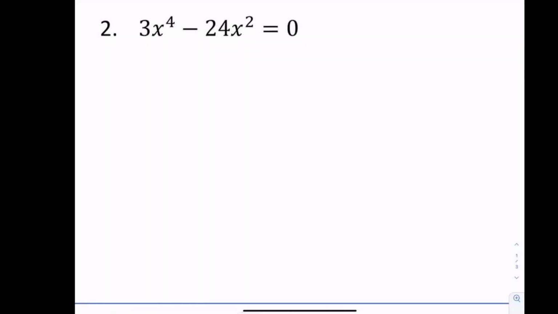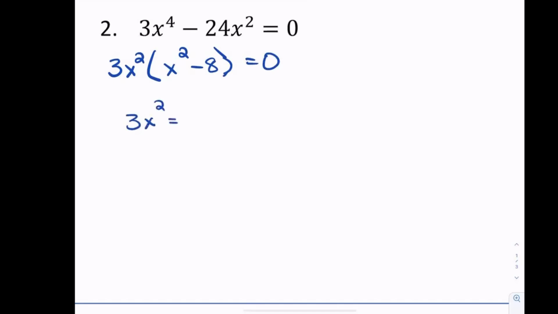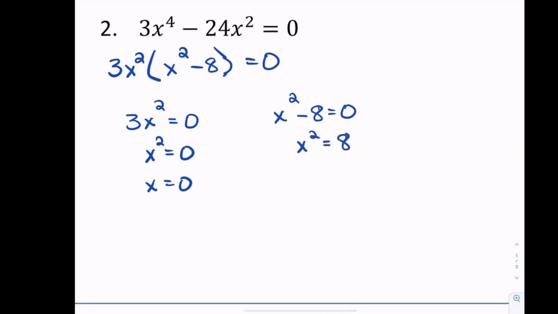In example 2, we have 3x to the 4th minus 24x squared equals 0. On the left-hand side, we have a GCF of 3x squared, leaving us with x squared minus 8 equals 0. So either 3x squared equals 0 or x squared minus 8 equals 0. On the left, when we divide by 3, we just get x squared equals 0, which means x equals 0. On the right-hand side, we get x squared equals +8.